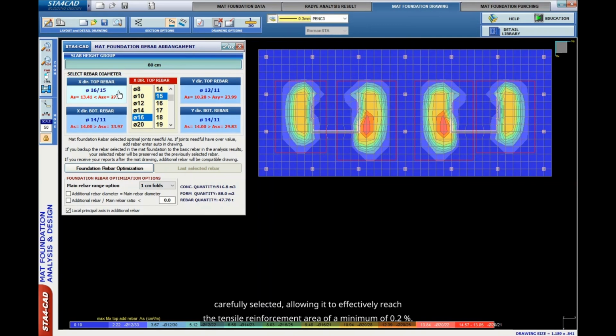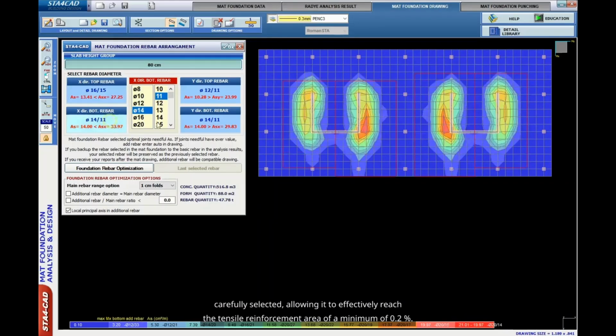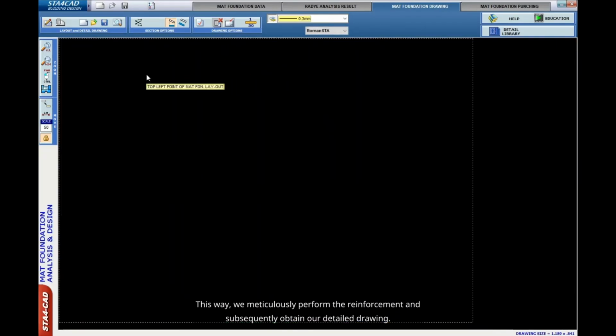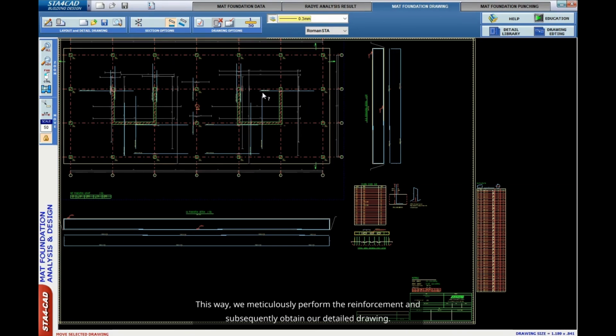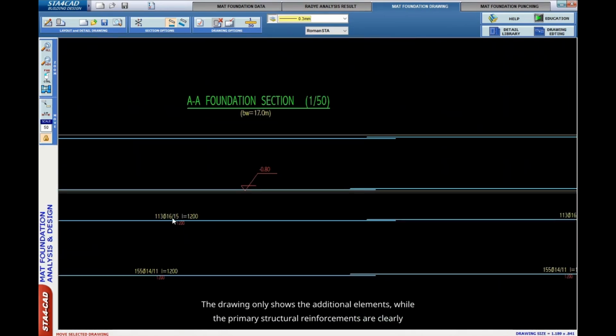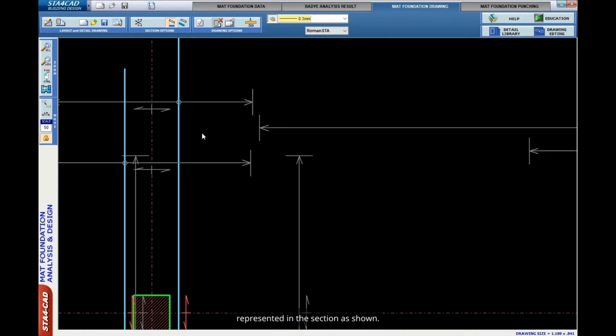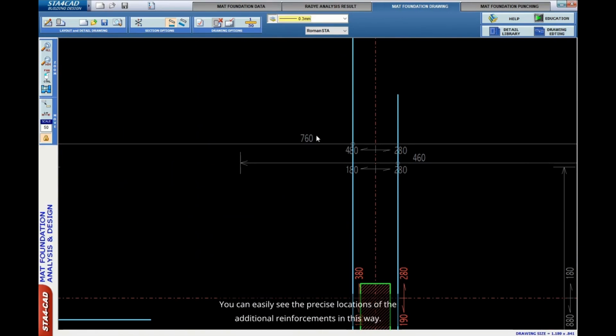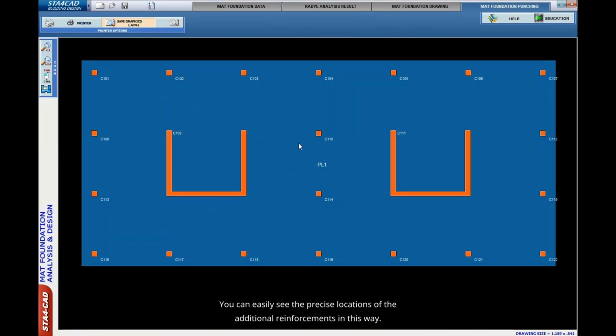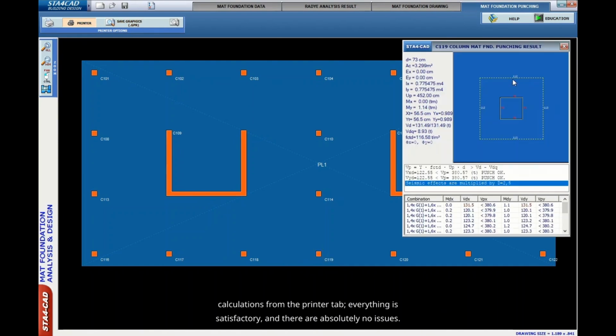reach the tensile reinforcement area of a minimum of 0.2%. This way, we perform the reinforcement and subsequently obtain our detailed drawing. The drawing only shows the additional elements. While the primary structural reinforcements are represented in the section as shown, you can easily see the precise locations of the additional reinforcements in this way. There is also a comprehensive punching calculation in this section, and we can view the calculations from the Printer tab. Everything is satisfactory, and there are absolutely no issues.